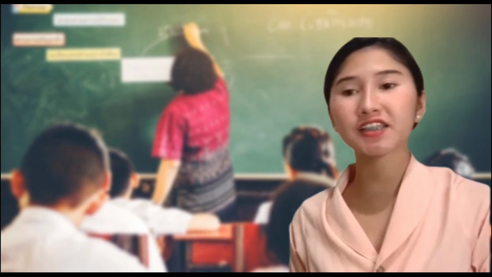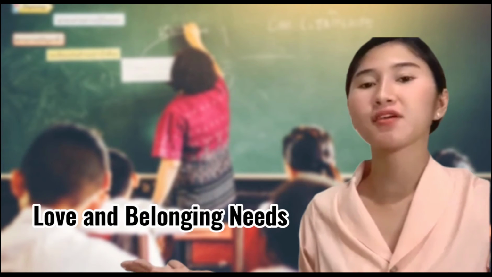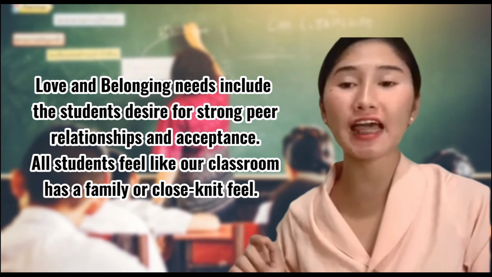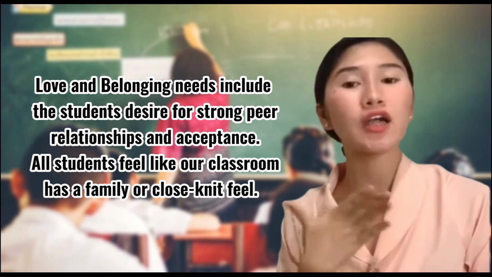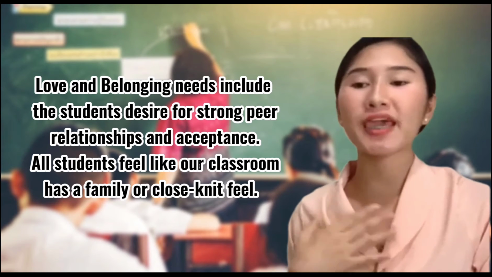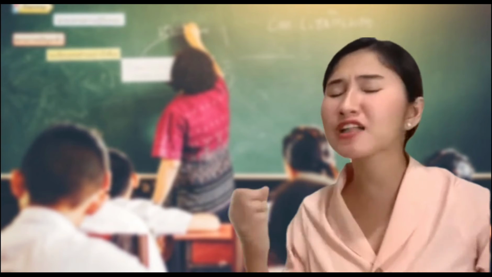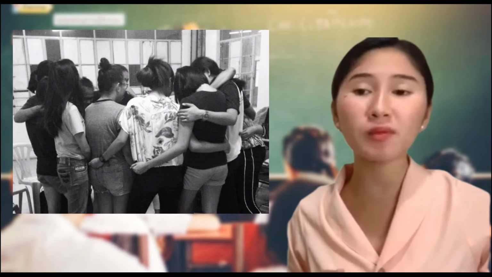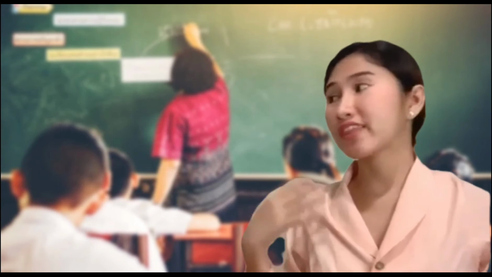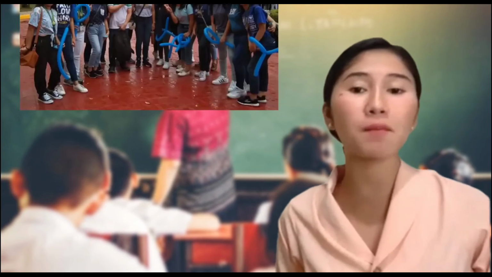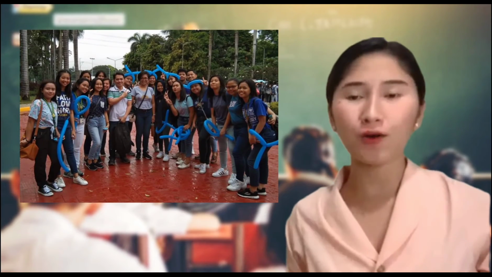The third strategy is love and belonging needs. Do all students feel like our classroom has a family or classmate feel? We actively make seating arrangements, putting students in groups where they feel supported, conduct group activities, and pick students randomly to make a group. With these strategies, students have a group bond that results in them feeling love and belonging.